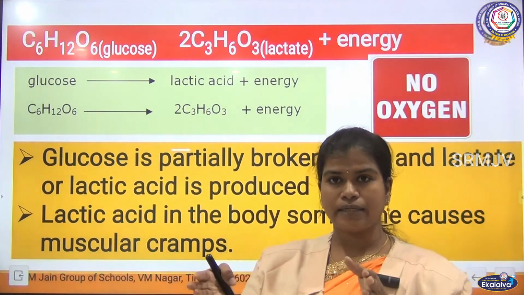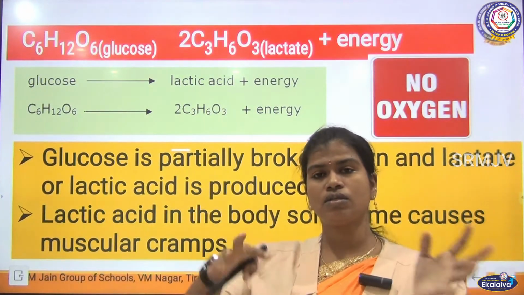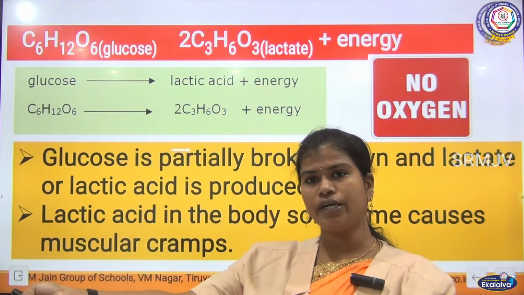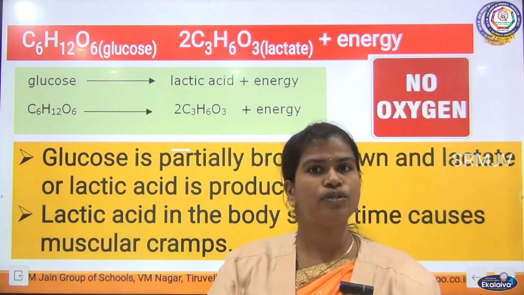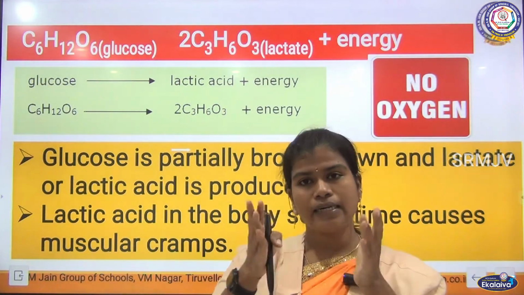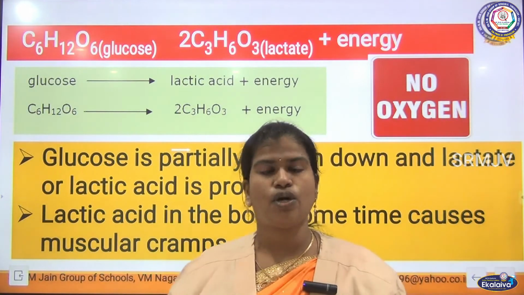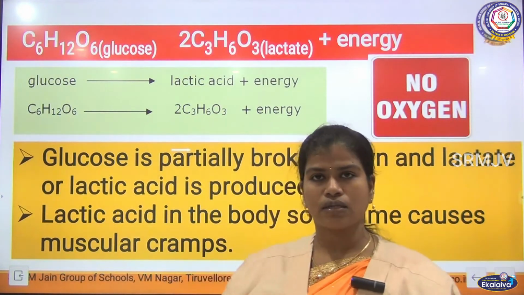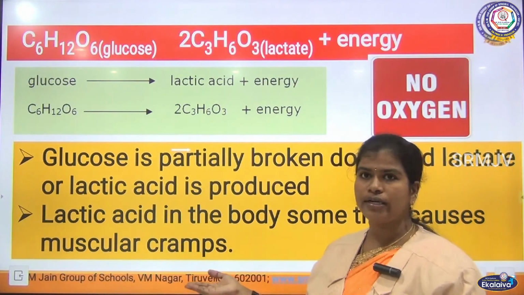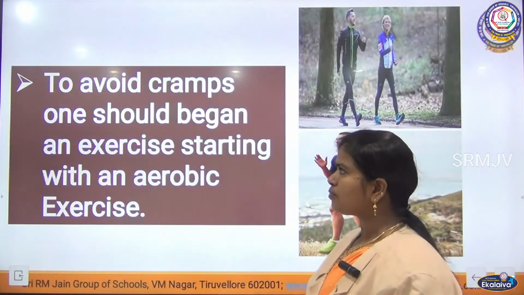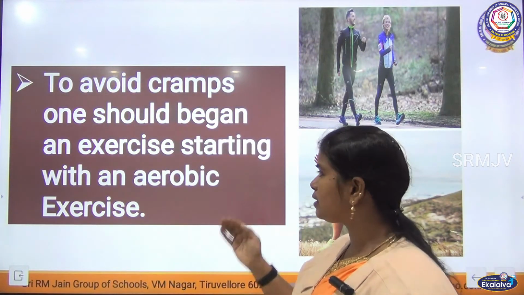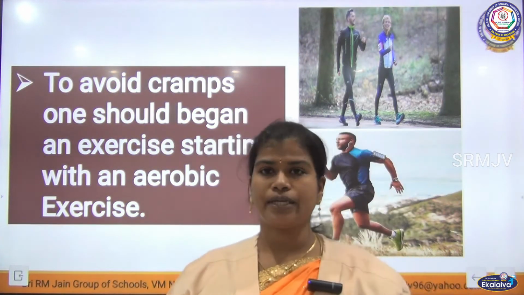So anaerobic respiration, what is that? Glucose is directly converted into energy, and when it is converted into energy, it also produces lactic acid. When that lactic acid accumulates in your body muscles, obviously you will undergo muscular cramps. Then how can we avoid these muscular cramps? To avoid that, we should begin an exercise starting with aerobic respiration.